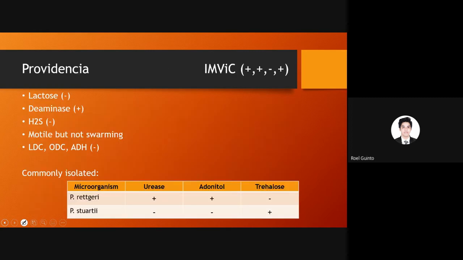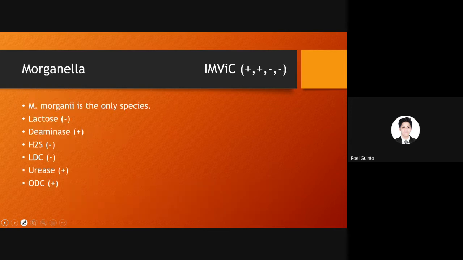So next we have Providencia. So the biochemical test for Providencia is positive positive, negative positive, lactose negative, deaminase positive, H2S negative, motile but not swarming, LDC, ODC, ADH negative, and the commonly isolated Providencia species are Providencia rettgeri and stuartii. So tatandaan lang natin yung urease test, adonitol test, and trehalose test. So, nakatable na, pakibasa.